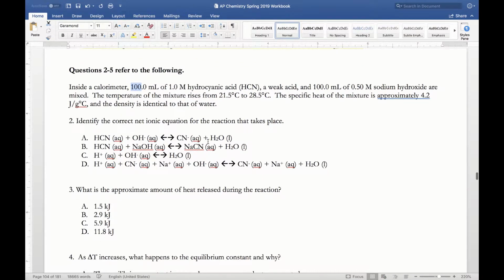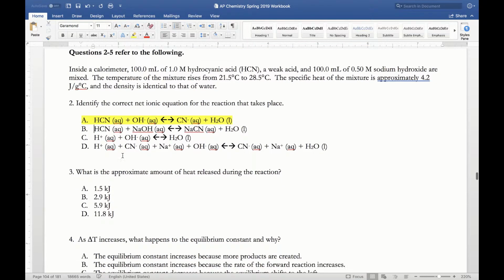For here, hydrocyanic acid is a weak acid, so it's going to stay together. So C and D are not options. Sodium hydroxide, however, is a strong base, so I know it's going to dissociate, so this would be the reaction that actually occurs. Okay? All right, next one.